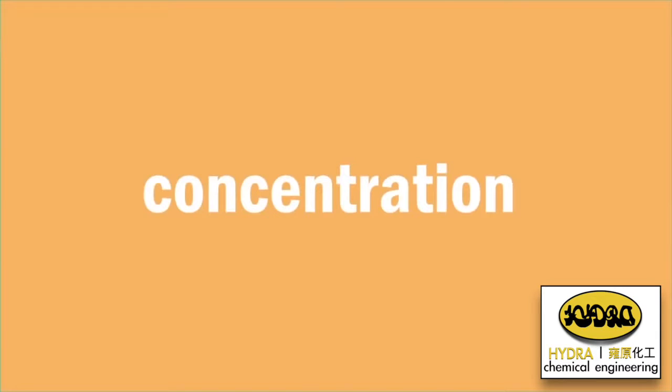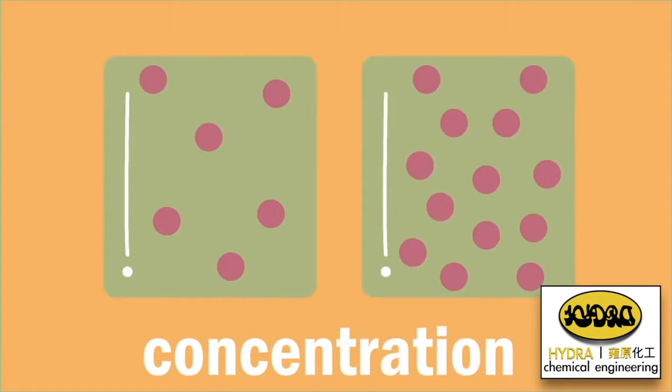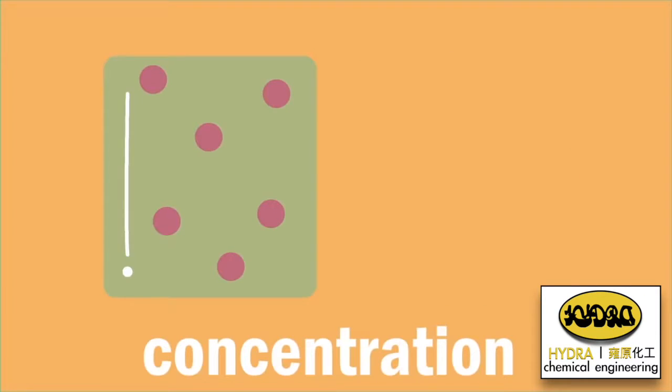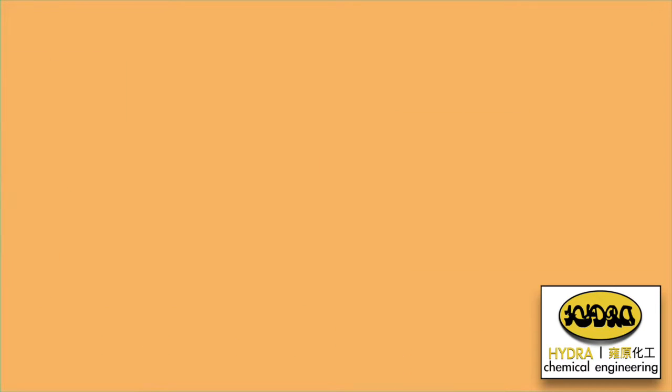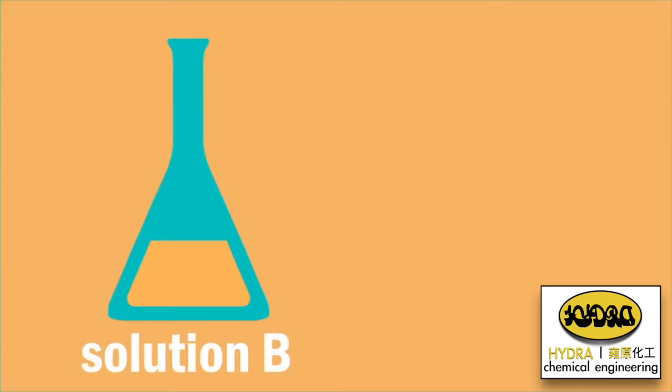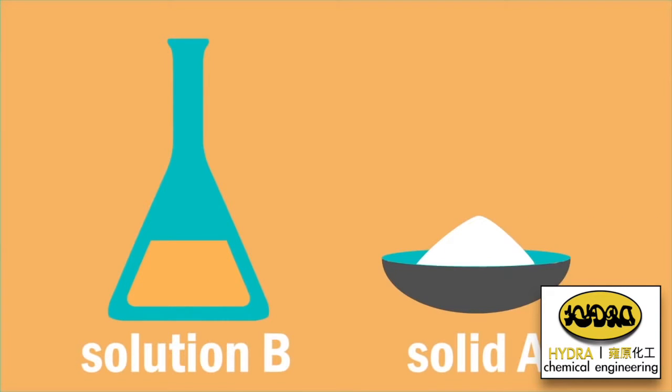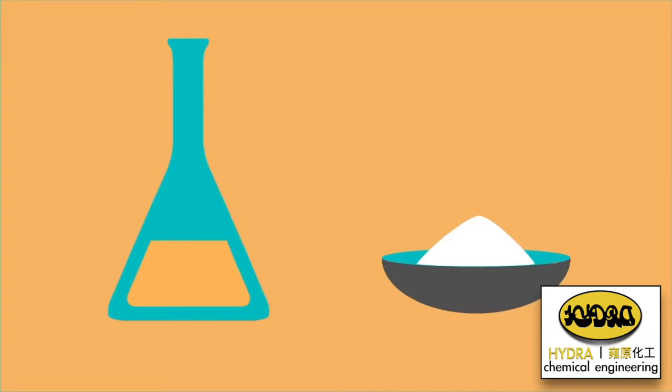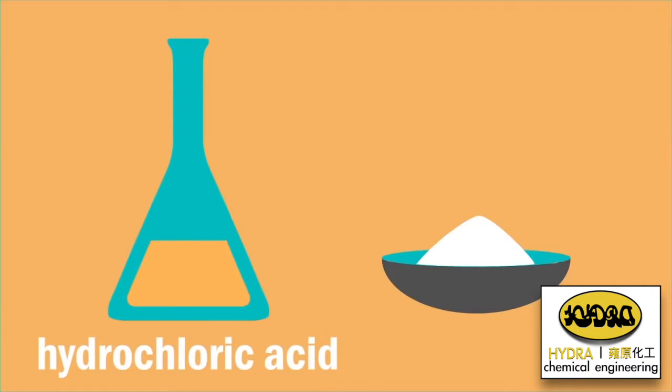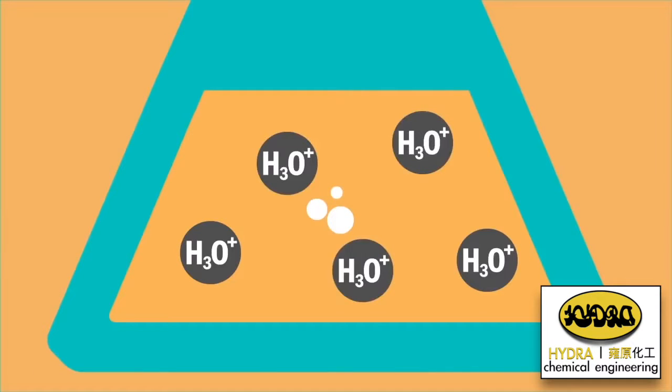Concentration can be increased either by increasing the number of particles whilst keeping the volume the same, or by decreasing the volume and keeping the number of particles the same. As an example, let's have a look at solution B, reacting with a solid, A. One example is hydrochloric acid reacting with marble chips. Here, the H3O+ ions from the acid react with the marble chip particles.